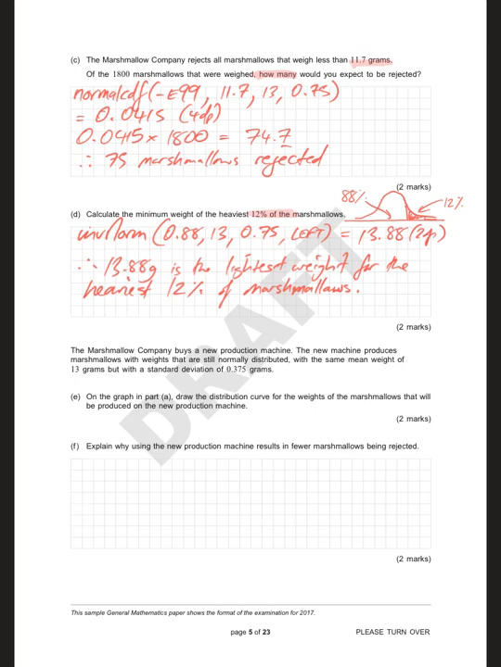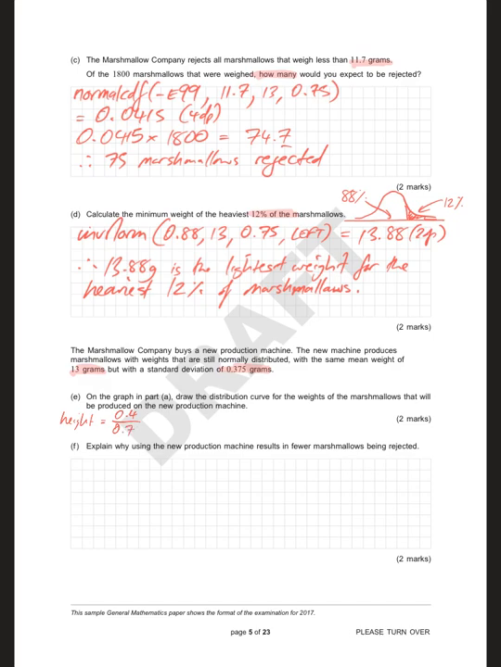The Marshmallow Company buys a new production machine. The new machine produces marshmallows with weights that are still normally distributed with the same mean weight of 13 grams, but it's got a tighter standard deviation. On the graph in part A, draw the distribution curve for the weights of the marshmallows that will be produced. So I'm going to draw two normal distribution curves on the same scale, so I need to determine what their heights are. So the height of the first one, because that's already drawn for us, will give us the scale.